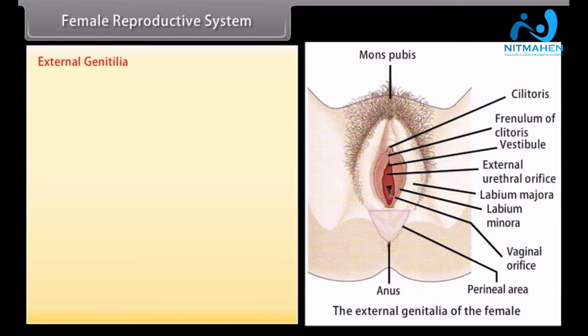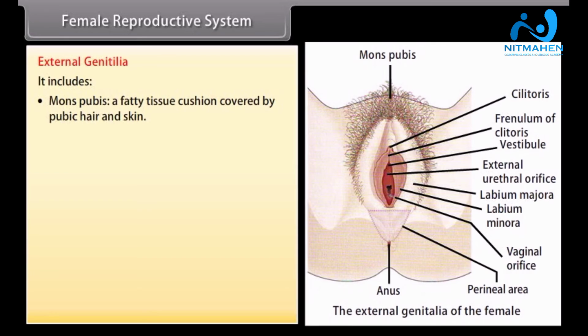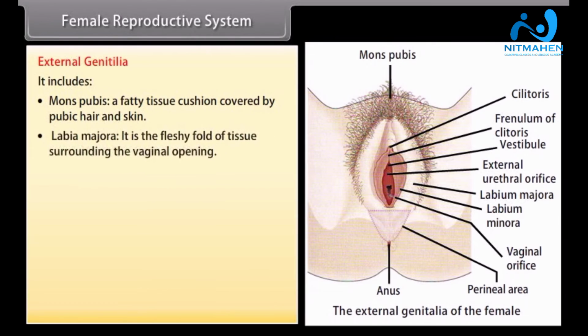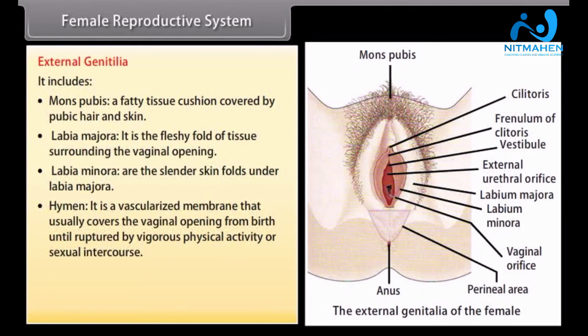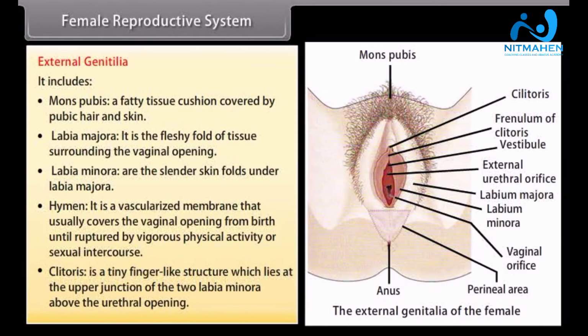External genitalia. It includes mons pubis, a fatty tissue cushion covered by pubic hair and skin. Labia majora. It is the fleshy fold of tissue surrounding the vaginal opening. Labia minora are the slender skin folds under the labia majora. Hymen. It is a vascularized membrane that usually covers the vaginal opening from birth until ruptured by vigorous physical activity or sexual intercourse. Clitoris. It is a tiny finger-like structure which lies at the upper junction of the 2 labia minora above the urethral opening.